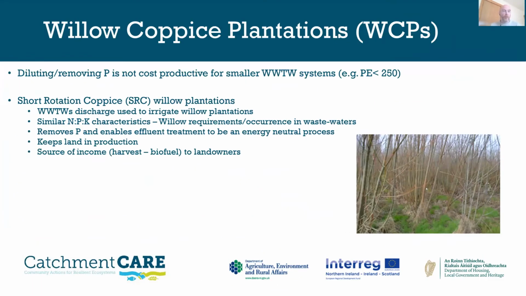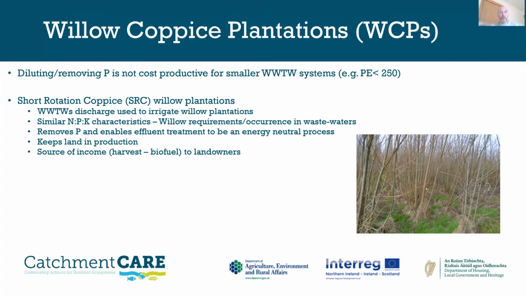So while it is cost productive to remove P from large-scale wastewater treatment works, it's not cost productive for smaller-scale wastewater treatment work systems. These are systems with a population equivalent of less than 250 people. But one potential method to do this for small-scale wastewater treatment works is to use short rotation willow plantations. And these short rotation willow coppice plantations essentially use the wastewater treatment works effluent to irrigate the willow.